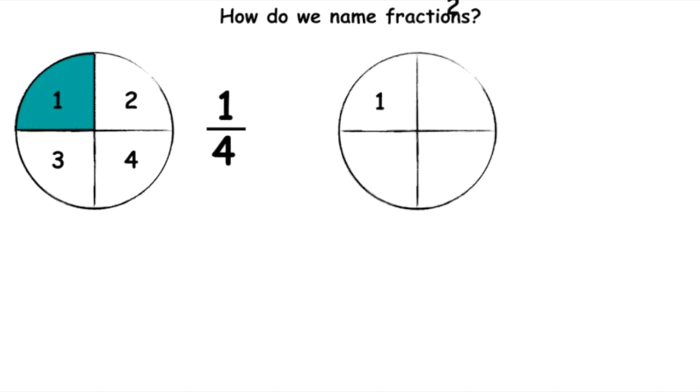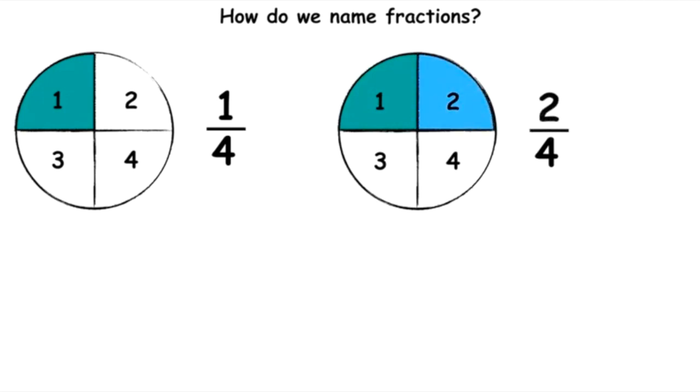This circle has also been cut into 4 equal pieces. There are 4 pieces in total. I am going to color in 2 out of the 4. I have colored 2 out of 4 pieces. When we have 2 pieces out of 4, we have 2/4.